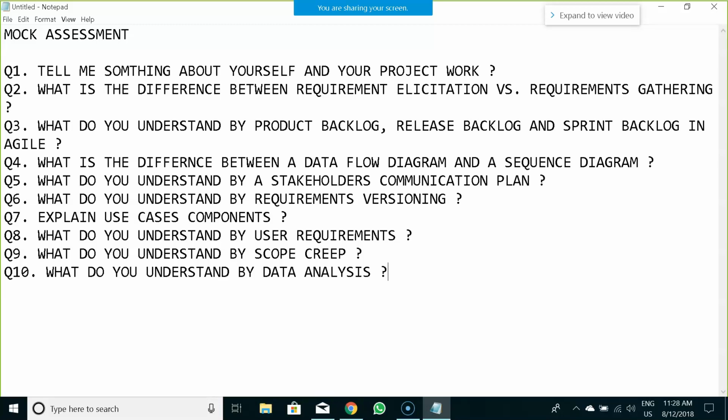So basically, data analysis refers to the process of inspecting, cleaning, and modeling the data to find any pattern in the data to answer the unsolved question.